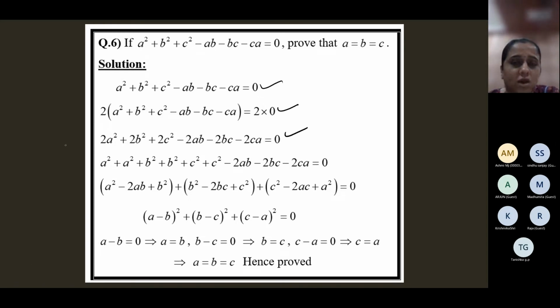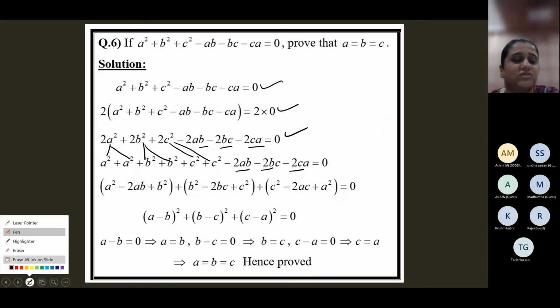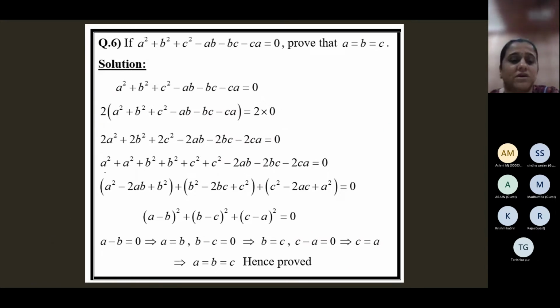Now break down. What is 2a square? A square plus a square. What is 2b square? B square plus b square. What is 2c square? C square plus c square. Then write minus 2ab, minus 2bc, minus 2ca as they are. Just break up 2a square, 2b square and 2c square, only these three. That's the next step.